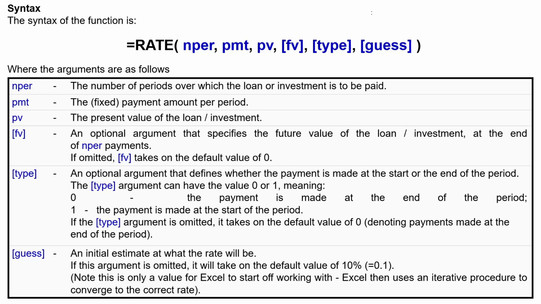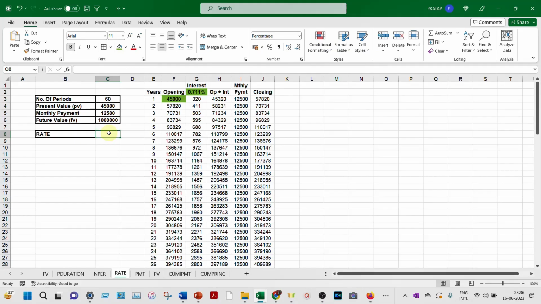Let us look at the last argument, which is guess, as this has not been covered before. This is an initial estimate of what the rate will be. If this argument is omitted, it will take on the default value of 10%. This is only a starting value for Excel to start working with, post which it arrives at the correct rate using its built-in procedure.